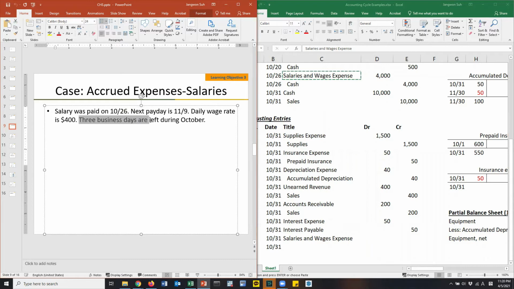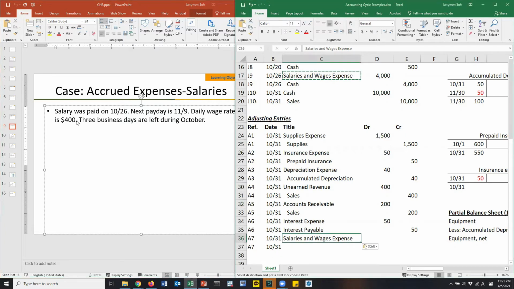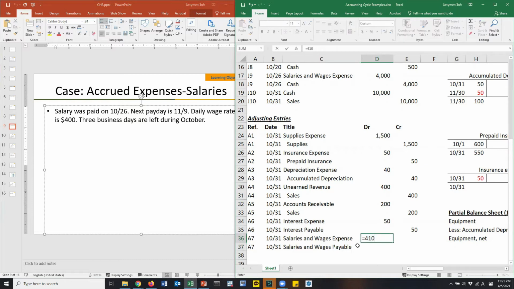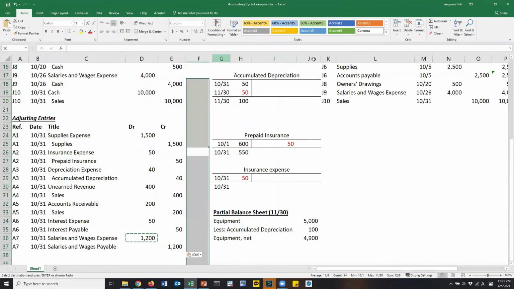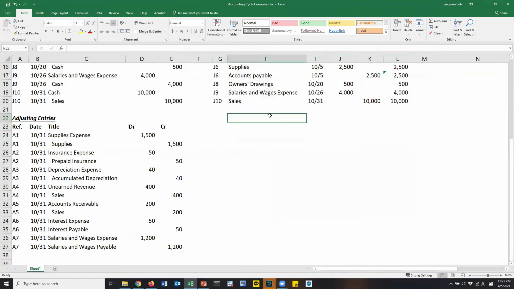And 3 business days are left in October, meaning between October 27th and October 31st, 3 days your workers worked, but you didn't pay cash. Therefore, you owe to them. You owe how much? 400 daily wage rate for 3 days, right? Okay, we are done with the journal entry, adjusting entries.